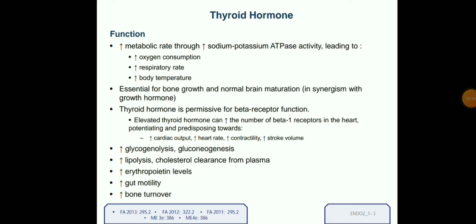The next point that we should know is that it is permissive for beta receptor function. Elevated thyroid hormone can increase the number of beta 1 receptors in the heart. So if beta 1 receptors are stimulated, that means there is increased cardiac output, increased heart rate, increased contractility of the heart, and increased stroke volume.